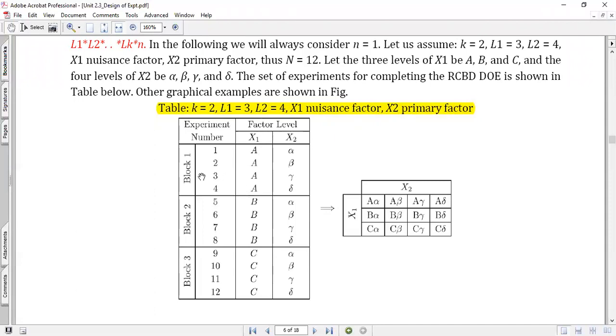So this is how you can write. Block 1 is all A's, block 2 all B's, block 3 all C's. You can see that 4 into 3 is 12 experiments. So there are 12 experiments to be conducted: one for block 1, one for block 2 and another for block 3. For block 1, x1 is A, all the same value, the same x1 you will be using, but 4 different x2s. So block 2 has the same B's, the same repeat, right?